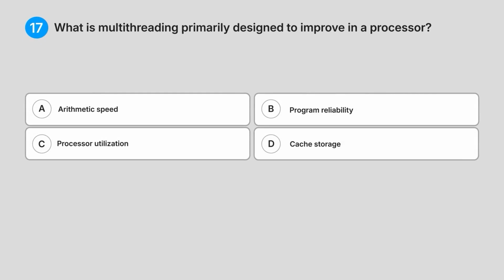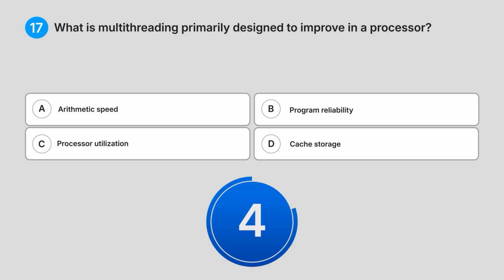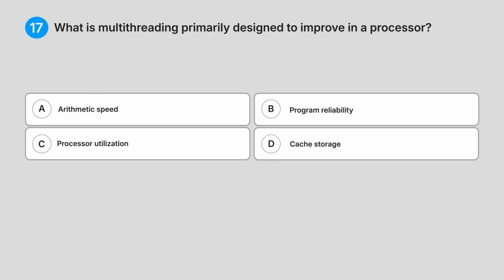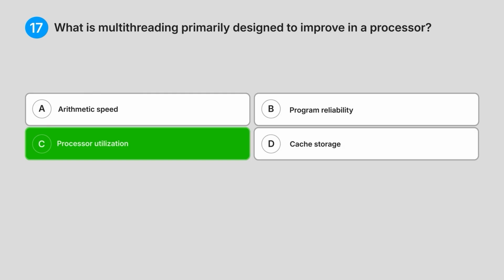17. What is multithreading primarily designed to improve in a processor? A. Arithmetic speed. B. Program reliability. C. Processor utilization. D. Cache storage. Do you know the answer? Correct answer, C. Processor utilization.